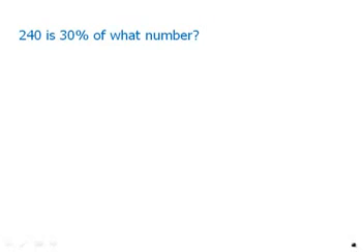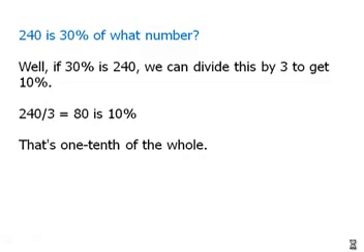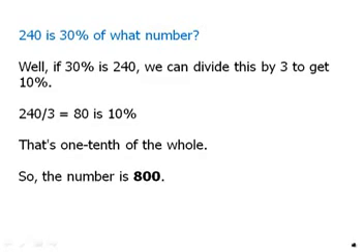240 is 30% of what number? Well, here's how I'd think about it. If 30% is 240, we can divide this by 3 to get 10%. So 240 divided by 3 is 80, that's 10%. Well, clearly, if that's 1/10, then the whole thing should be 800. Notice that all of these are things we can do without a calculator.